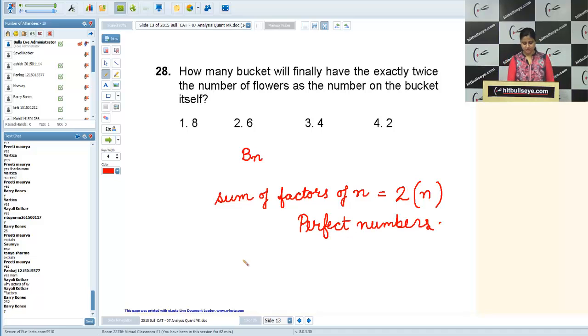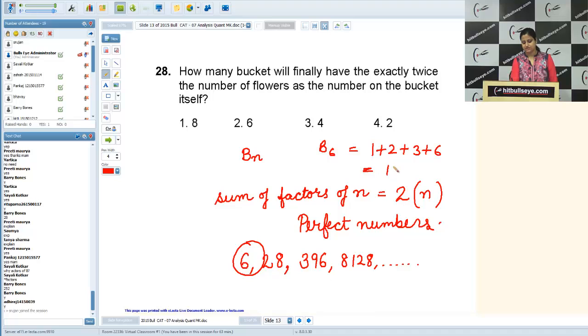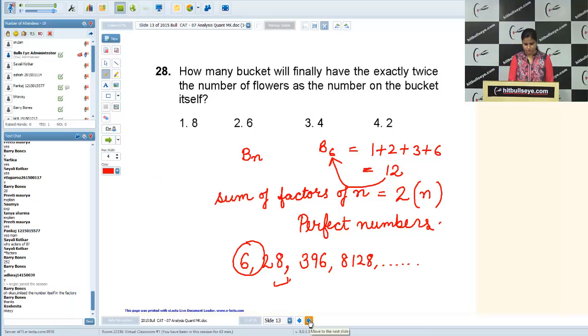How many perfect numbers do we know? They are 6, 28. Are you getting me? Then the next number is, I think, 496. Then I think 8128, and so on. Now if we take bucket number 6, it will have 1 plus 2 plus 3 plus 6 flowers, which comes out to be 12, which is twice of 6. Bucket number 28 again will have 56 flowers. So we'll consider these two numbers only, because we have a range up to 100 only. Is it okay, guys? Okay, let us move.